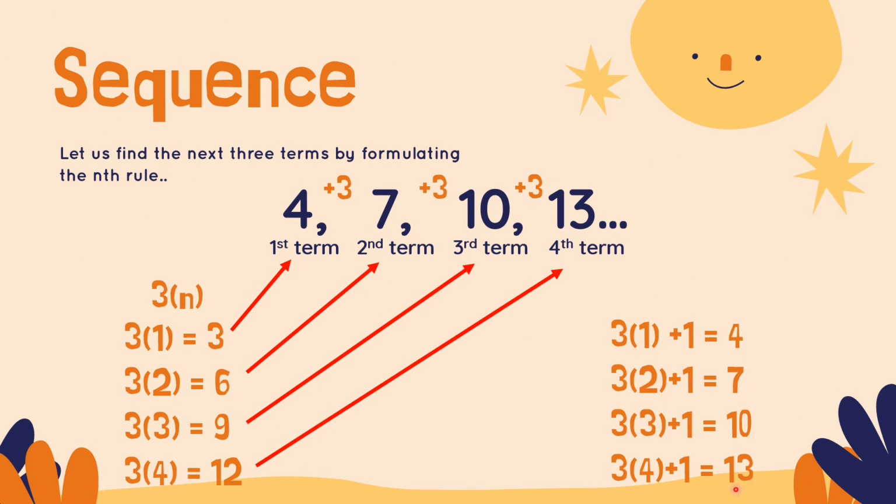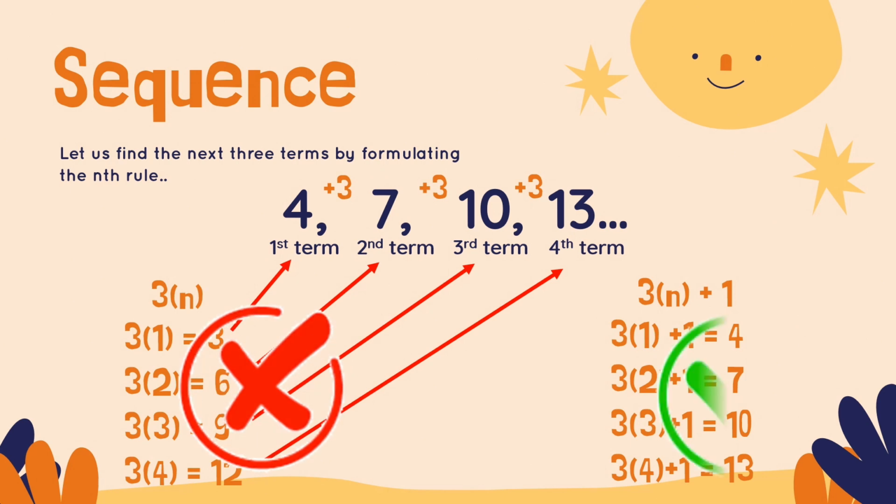And look at our formula. 3 does not change, plus 1 does not change, but 1, 2, 3, 4 changes. So we can use 3 times n plus 1 as our nth rule. Again, 3 times n is not right, but 3 times n plus 1 is correct.